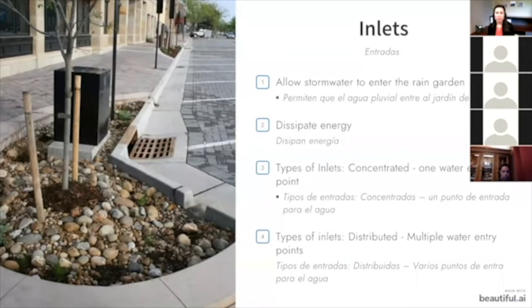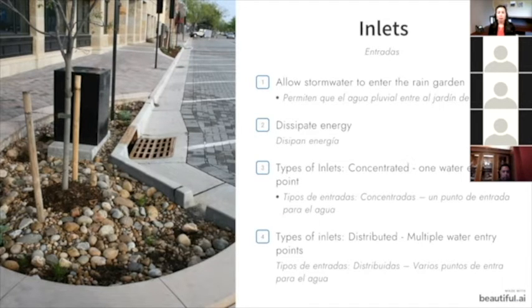have. So let's talk about inlets. What is the purpose of an inlet? An inlet allows the stormwater to enter into your rain garden. It's also looking to dissipate energy. So as you have a lot of water coming in, you want to be sure that you have that energy dissipation so that you're not getting erosion happening. So we're trying to slow the water down as it enters into the rain garden so that it can flow through the rain garden without causing any erosion.